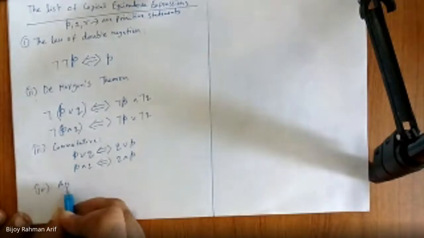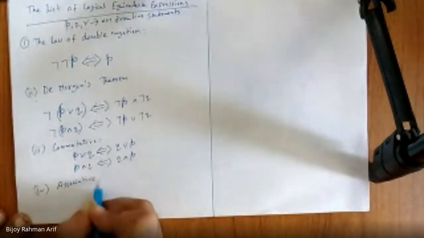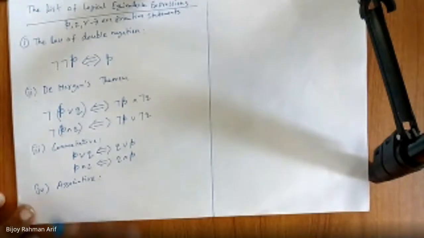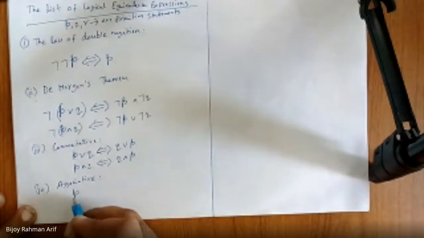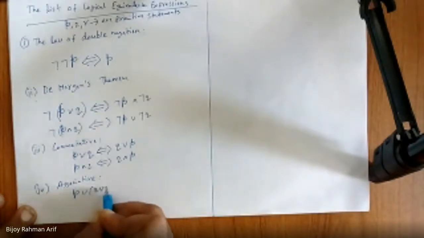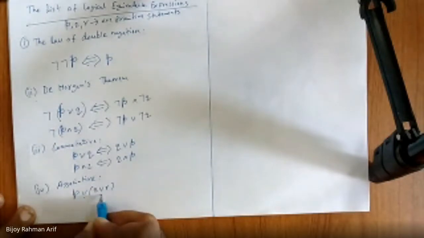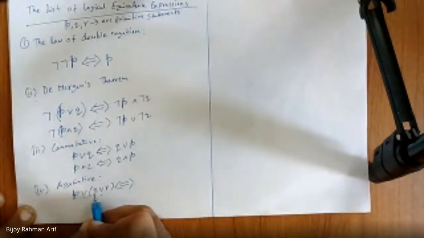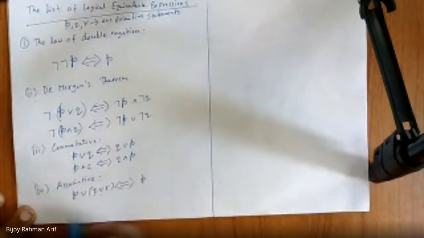Associative. Associative means who is connected with who, what is connected with what. For example, P or Q or R. Now this Q is connected with R, and remember all the operators are the same. If operators are different, then associative would not work; then we have to use distribution. This is nothing but we associate Q with P now, if the operators are the same.